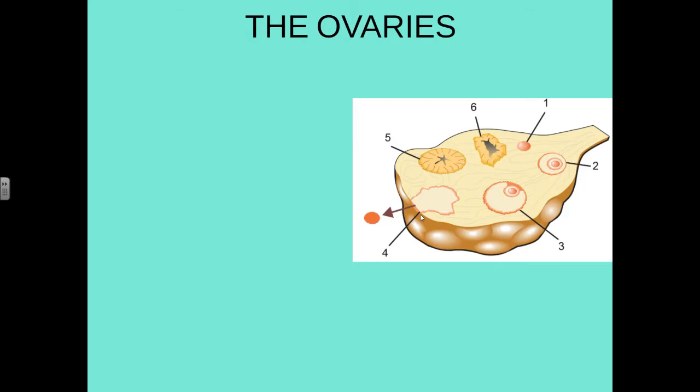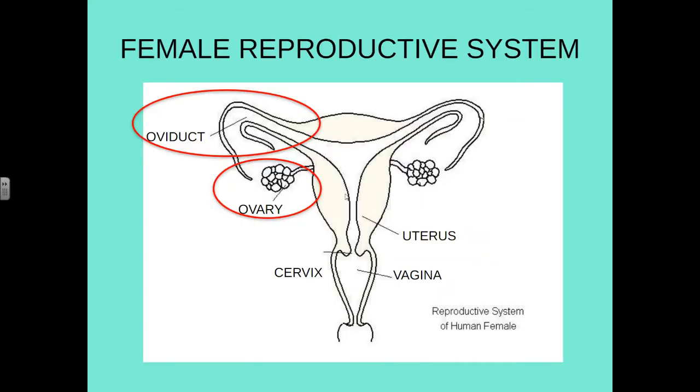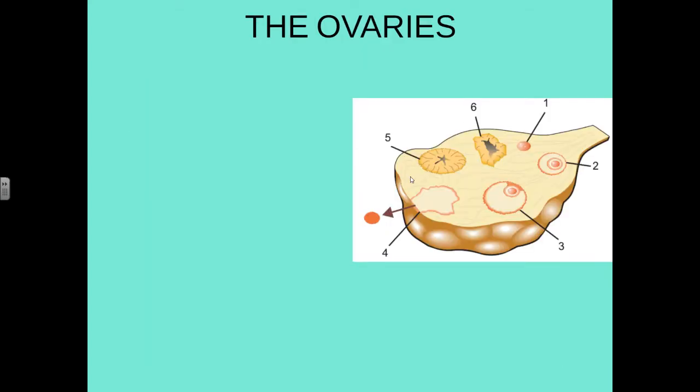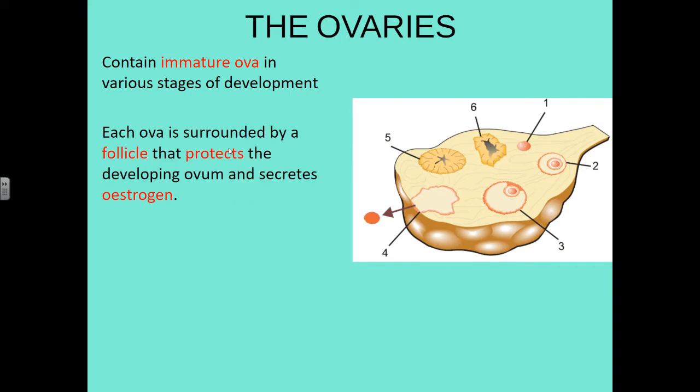So inside the ovary are all the immature ovules that you will produce during your entire life. It contains many different immature ova, so ova being the plural of ovum. So a single egg is ovum, many eggs are ova. And it's in all the different stages of development. Some of them are completely immature, some of them are just ready to go through the important parts of the menstrual cycle. Each ova is surrounded by a follicle.